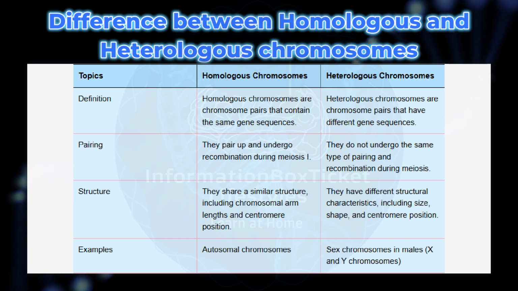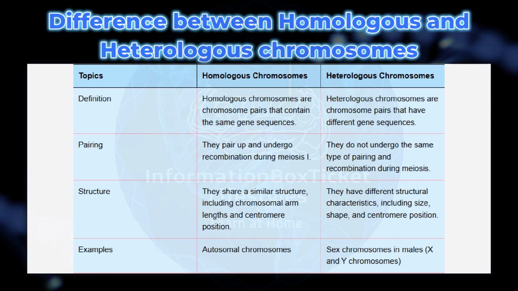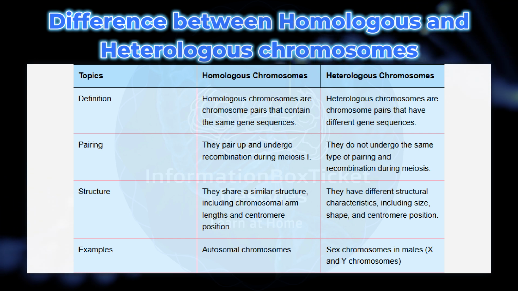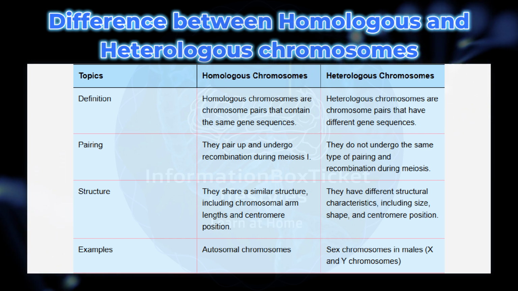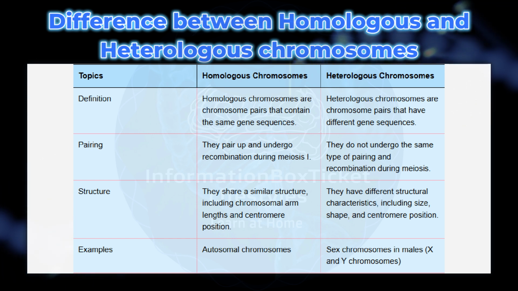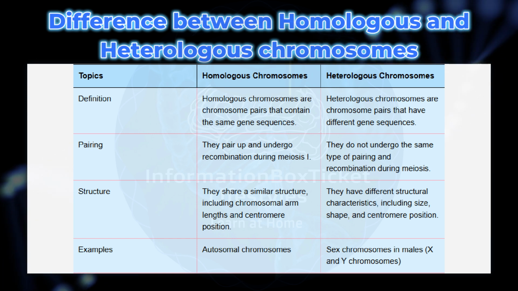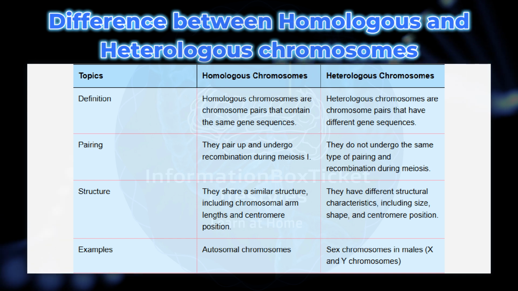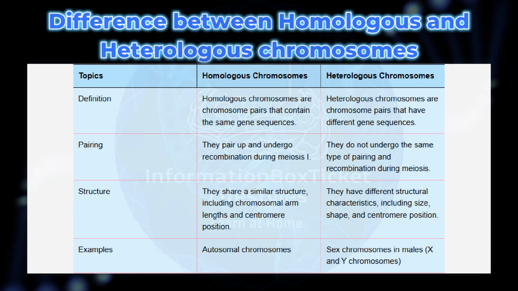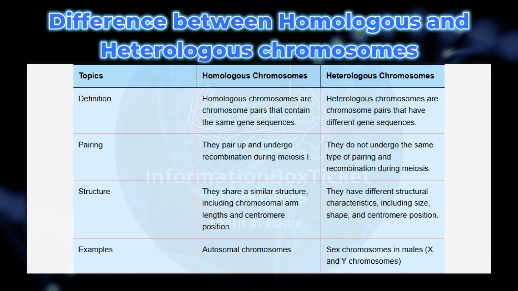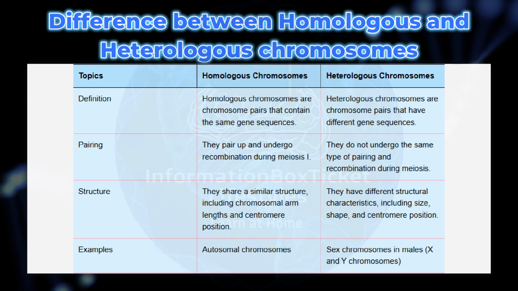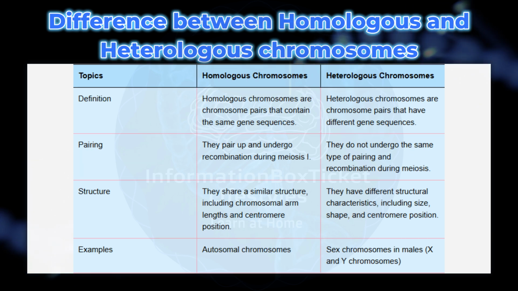In contrast, heterologous chromosomes, also known as non-homologous chromosomes, do not contain the same gene sequences. They differ in genetic content, structure, and appearance, and they do not undergo the same type of pairing and recombination during meiosis. A common example of homologous chromosomes would be autosomal pairs, while in males, the X and Y chromosomes represent a heterologous pair.